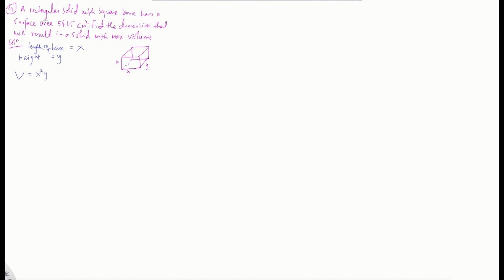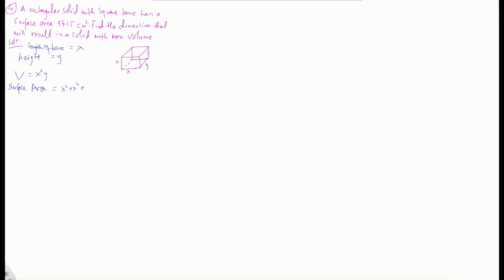Well, let's use that the surface area is 541.5. What is the formula for the surface area? Surface area is basically the sum of the areas of all the faces, right? The area of this face is x squared, and the area of the face on the opposite side is also x squared. So that gives you x squared plus x squared, plus now let's find the area of the sides.